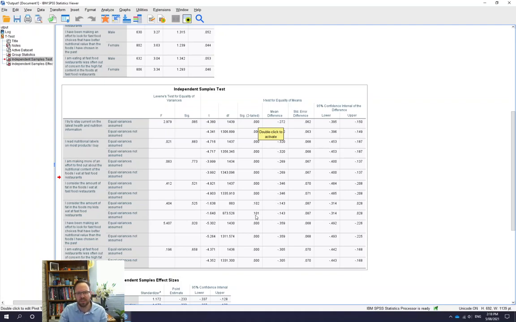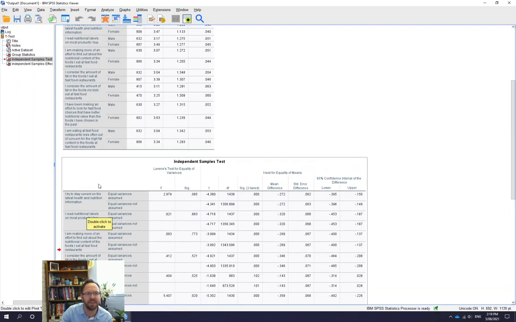significance of 1.1, which is greater than our half alpha, which means that we fail to reject the null hypothesis, which means we have to say that the difference between males and females for this one here, I consider the amount of fat in the food my kids eat at restaurants, there isn't any significant difference between males and females.